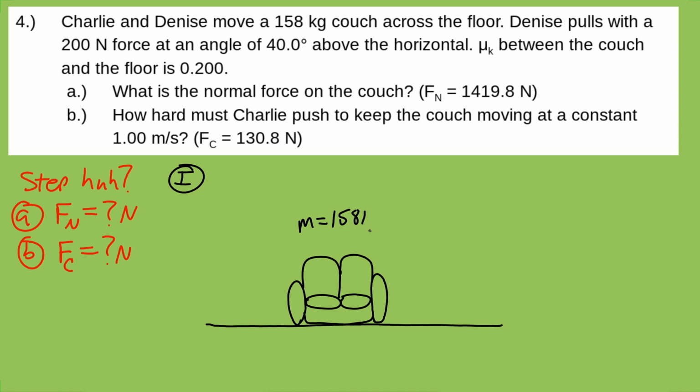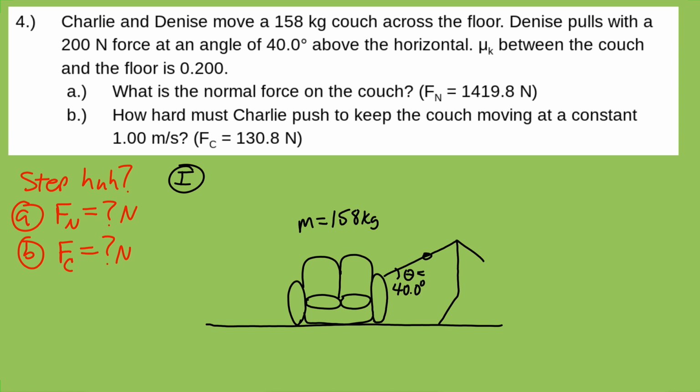is 158 kilograms. We know that Denise is pulling with a 200 Newton force at an angle of 40 degrees. So this is going to be a little tricky. So she's pulling, but she's not pulling straight to the side. She's pulling at this angle. So let's imagine she's got some kind of string for some reason she's pulling with. And we know that this angle here is equal to 40.0 degrees.